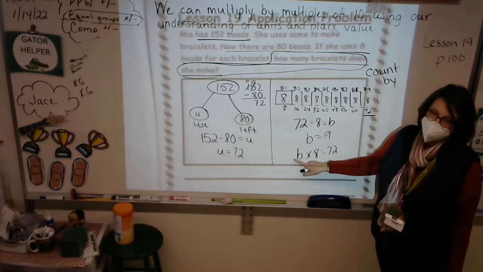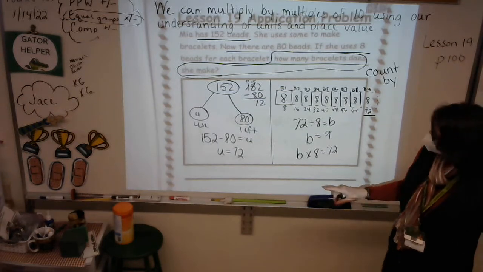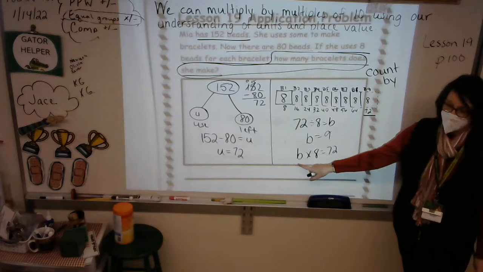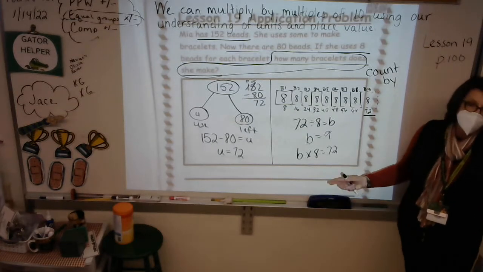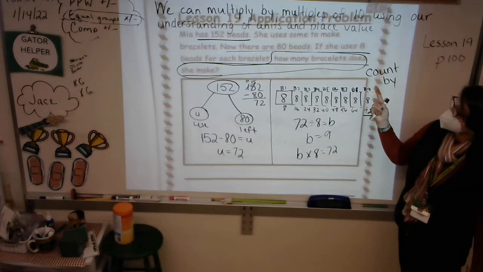Why do I put B first? Because B is the number of groups. I always like to be consistent. Doesn't really matter. But I would also accept this multiplication sentence because he had B times 8. Either way, B equals 9. What's the only thing we're missing? Target sentence. How many bracelets does she make?